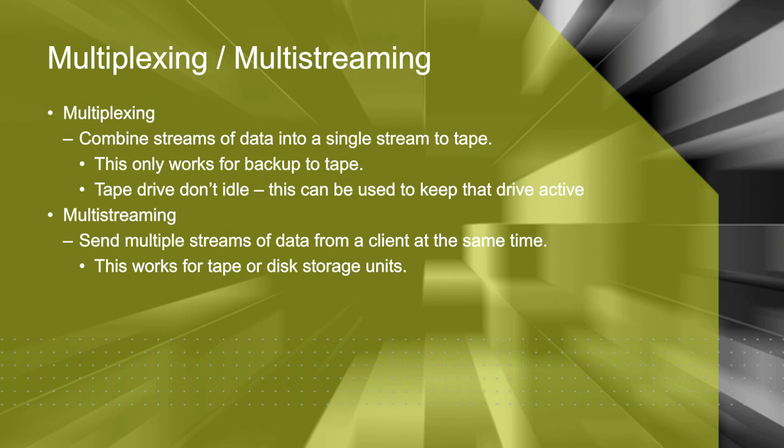So multiplexing versus multi-streaming are used together. Multiplexing, again, combines the streams into a single stream to tape. This only works for tape. A consideration for implementing this, even if you don't think you need it for a performance increase or anything like that, is to go ahead and use it anyway. Because if you're seeing delays, for instance, in a client sending data to the media server, the tape drive is going to be waiting, but it doesn't actually wait, because tape drives don't idle. So you want to find the happy medium that keeps that drive cooking along at a steady pace, and enabling multiplexing can help do that.